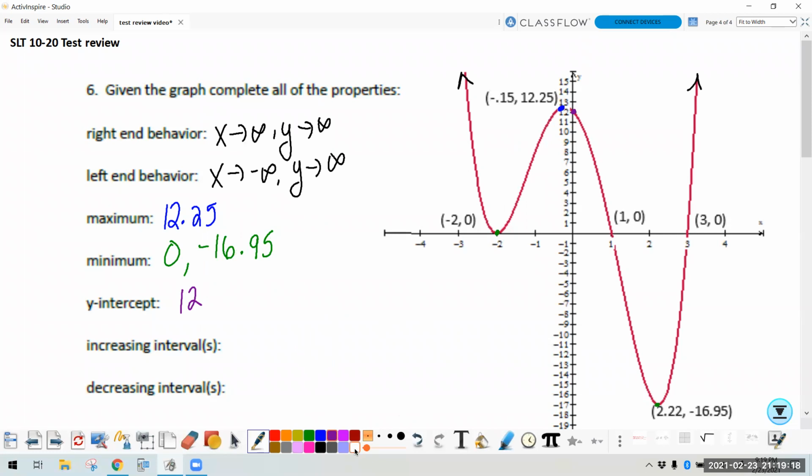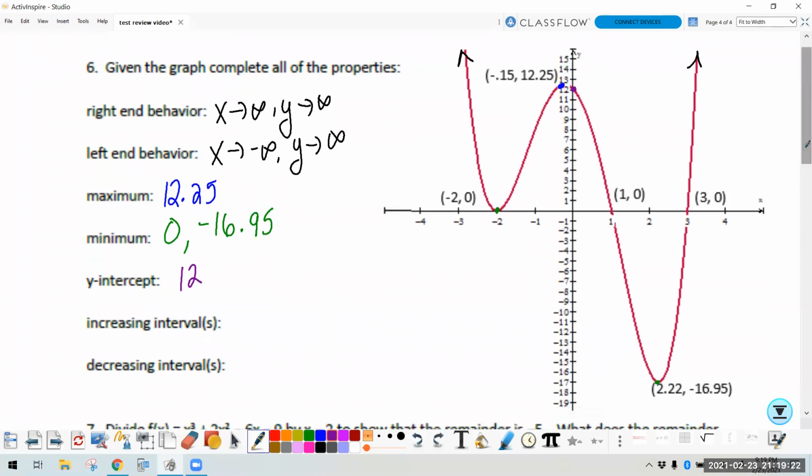And now we've got increasing and decreasing. These x-intercepts are going to distract me. I'm crossing off those numbers. I do not use them for my increasing and decreasing intervals. If I highlight my graph, this is decreasing, and this part is decreasing.